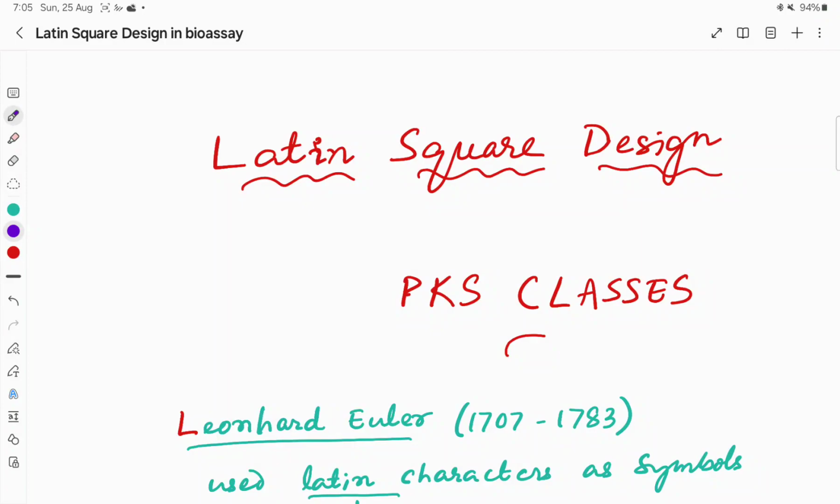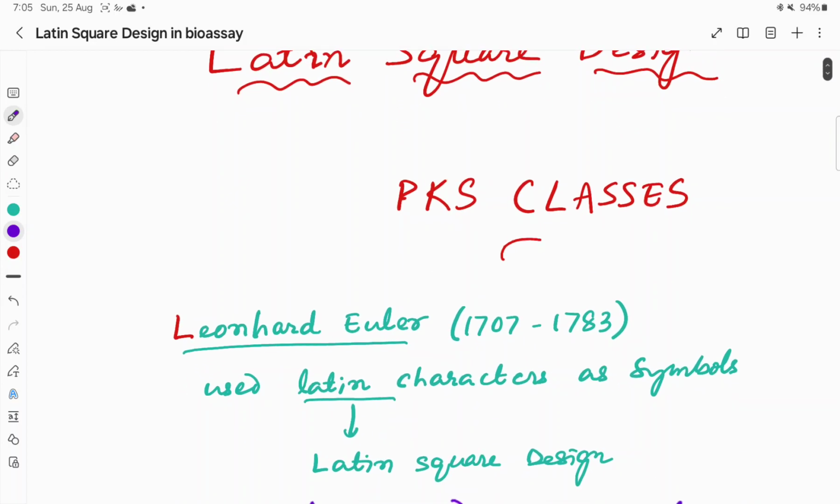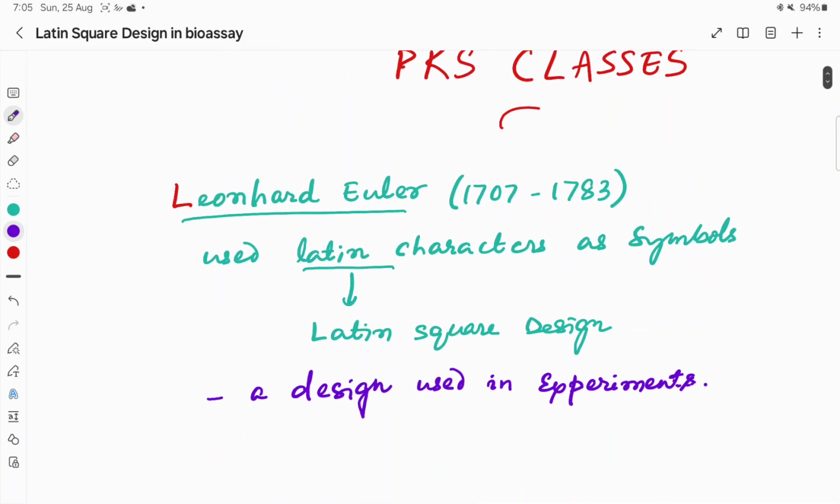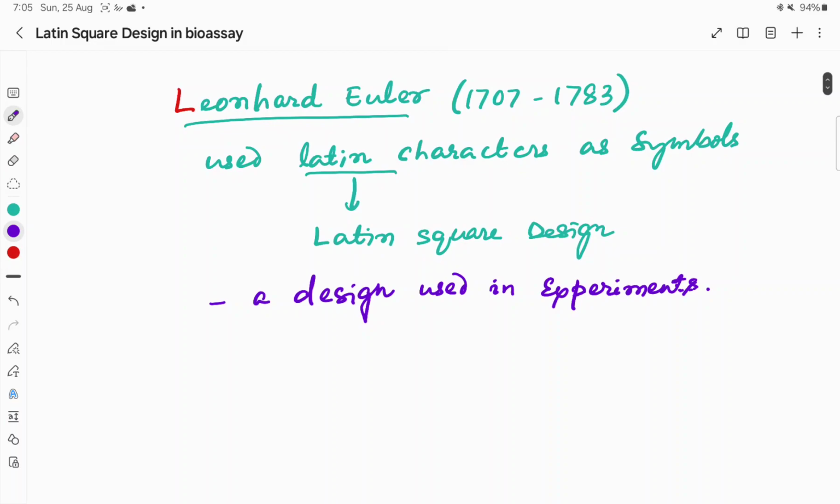Today we are going to study the Latin square design and basically its application in bioassay. It is a design used in experiments, and Leonhard Euler for the first time gave this type of design, and he used Latin characters as symbols, so the name came as Latin square design.